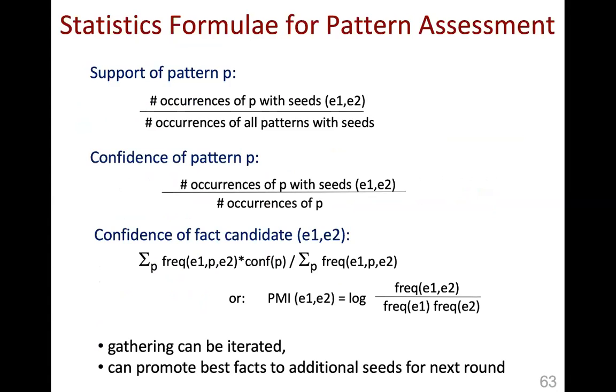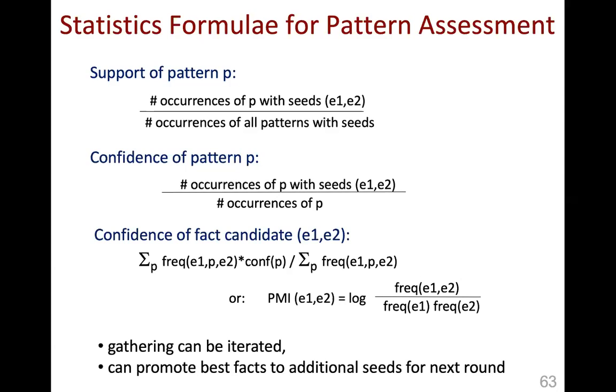So they can be formulated statistically, how you want to assess the patterns. I probably won't go too much into this slide, but you can see that the support of a pattern can be calculated as the number of occurrences of the pattern with the seeds E1 and E2, divided by the occurrences of all patterns with seeds, right? So it's called support of the pattern. And then confidence of the pattern is the occurrence of the pattern with seeds E1, E2, so the same top part, and then it's basically divided by the number of occurrences. So the confidence of fact candidates can be defined based on the formula below, right?